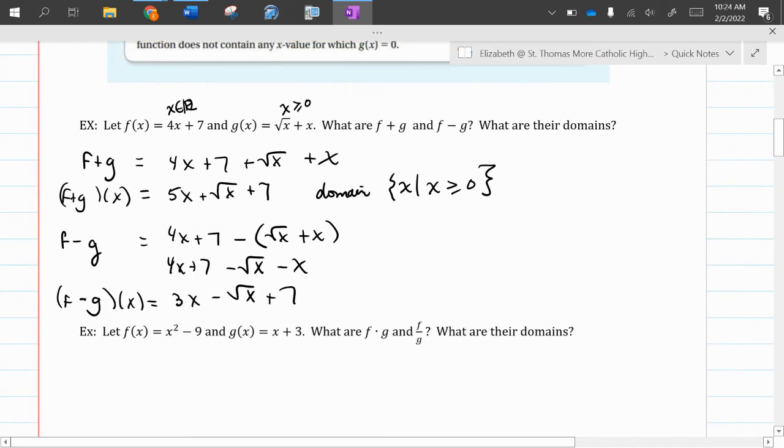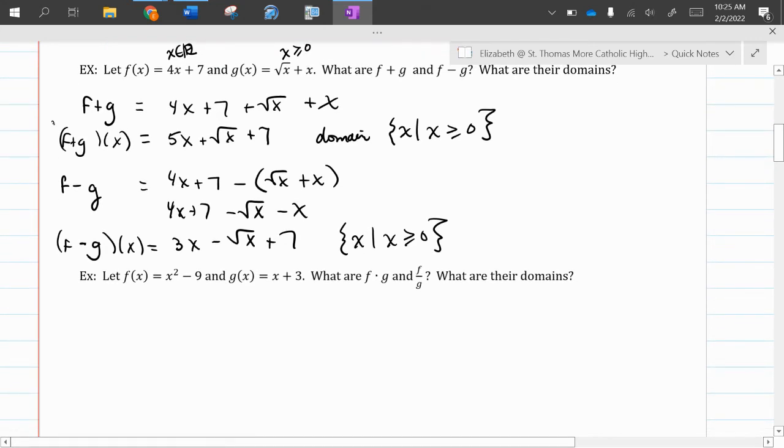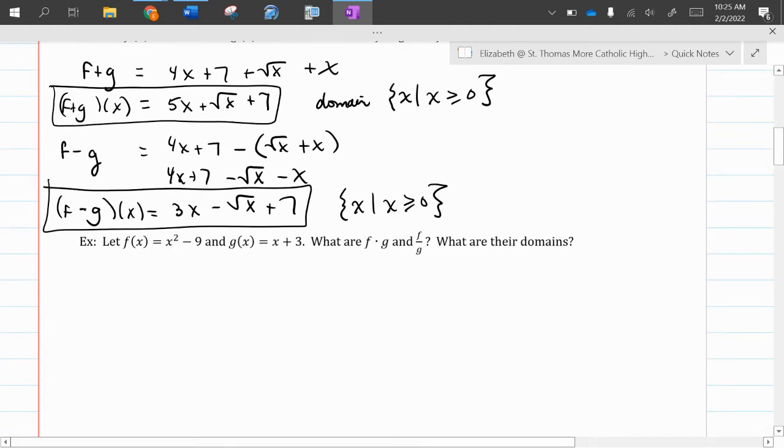And notice that the domain here is also anything greater than or equal to 0 because we have an x inside of a square root, and we know that a number inside a square root can't be negative. Okay, so now we're going to multiply and divide. We added and subtracted, and remember when we add and subtract, we only add and subtract like terms. So this is what we get when we add, and this is what we get when we subtract.